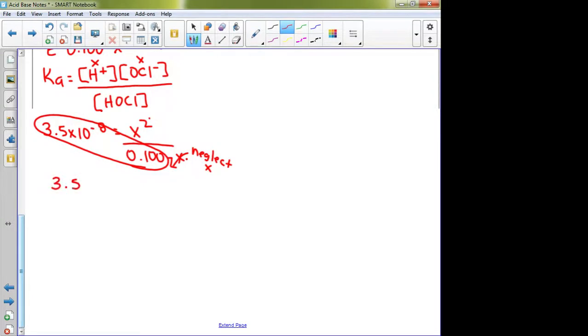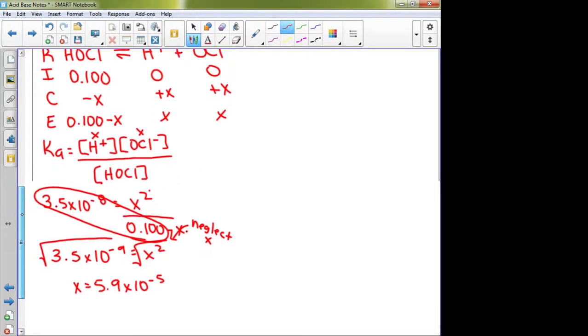So I get 3.5 times 10 to the negative 9 is equal to x squared. Then I'm going to take the square root, and I get x is equal to 5.9 times 10 to the negative 5th.